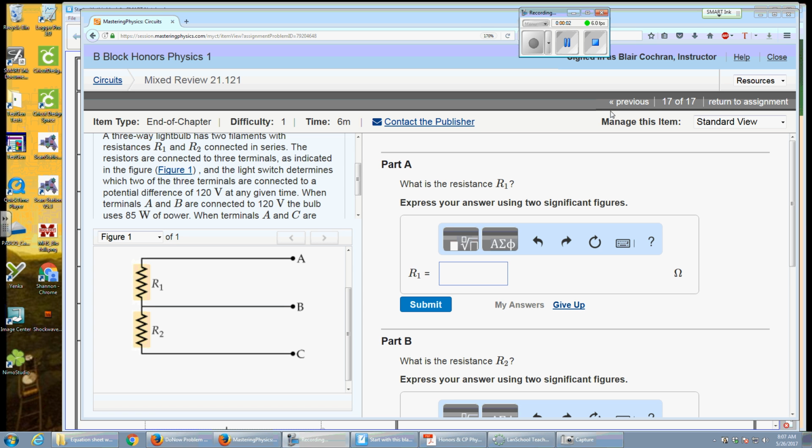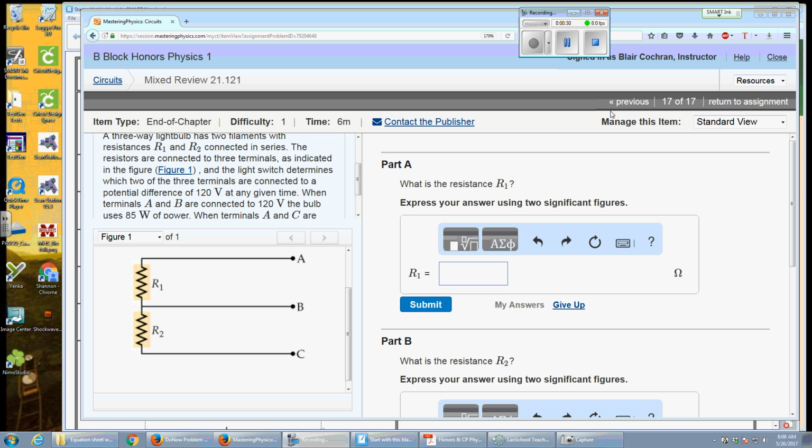All right, so we're going to start with number 17 here, where we have the three-way incandescent light bulb. All right? And really what they're setting up here is a circuit with two resistors in series.